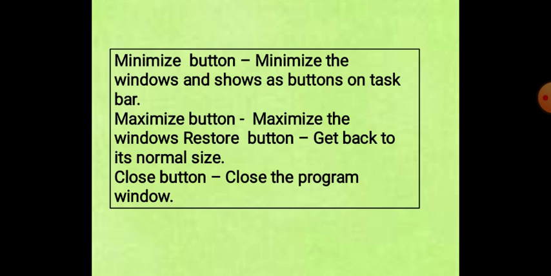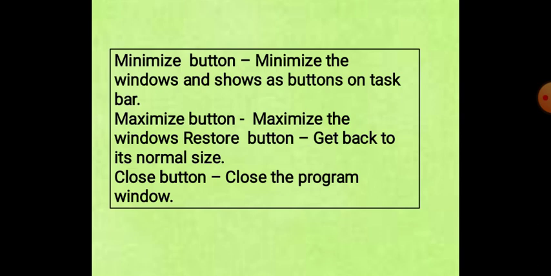Suppose for 2 minutes I want to go somewhere and I don't want to leave my Word window open on the screen so others can see. So what can I do? I can click on a minimize button and it will be placed as a button on a taskbar so no one can see my contents.